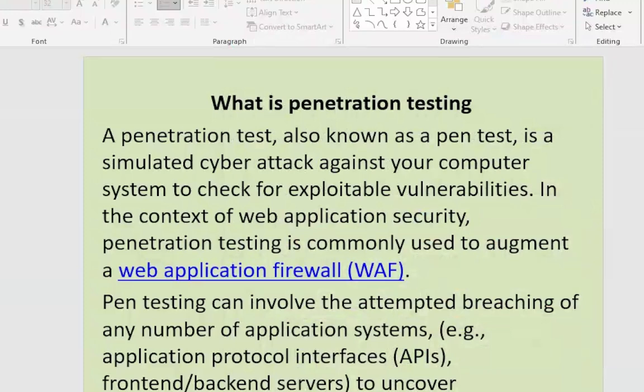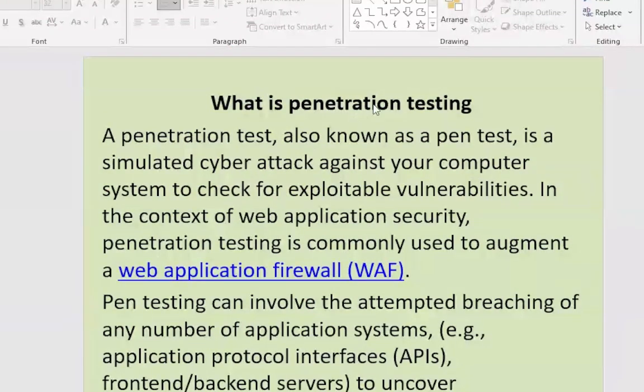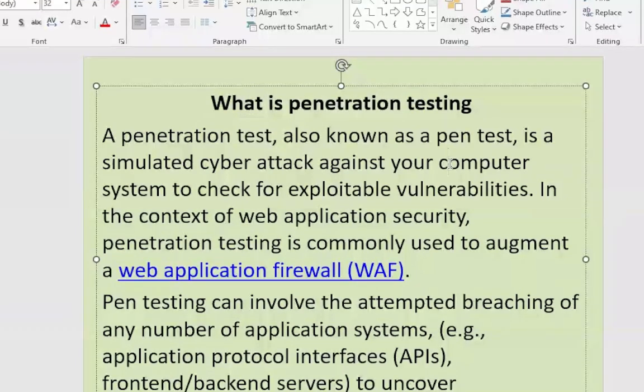In this class we will discuss penetration testing. What is penetration testing? Penetration testing is another name for ethical hacking. Remember this term. A penetration test, also known as a pen test, is a cyber attack which is done on your computer to check for exploitable vulnerabilities.